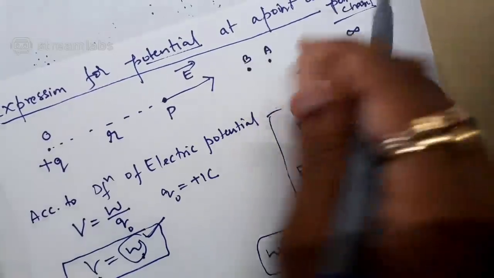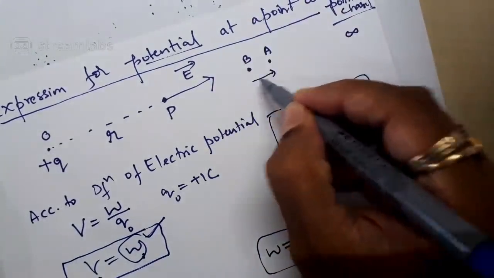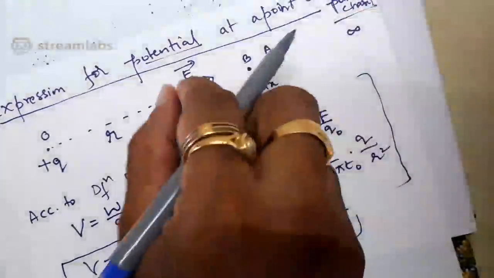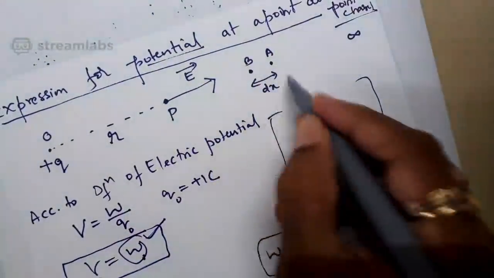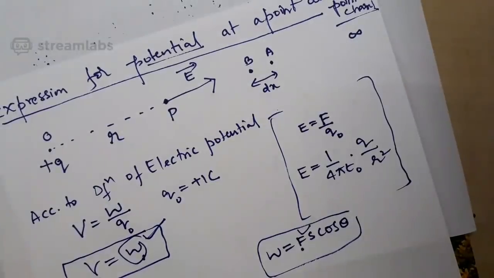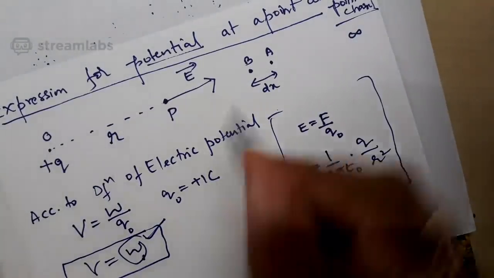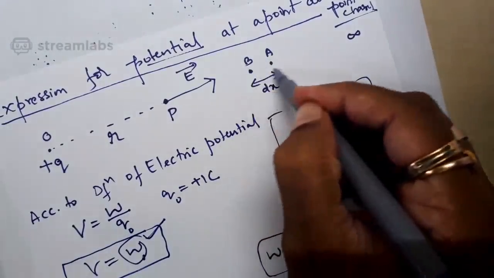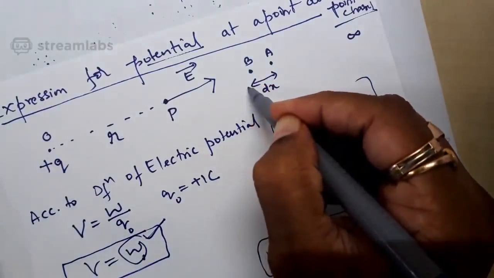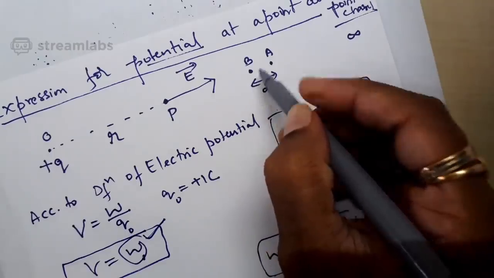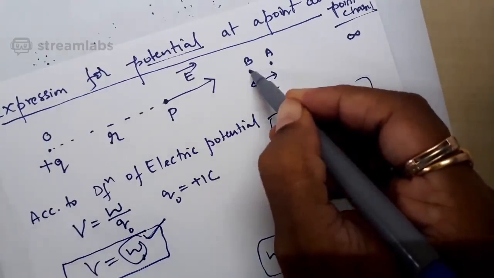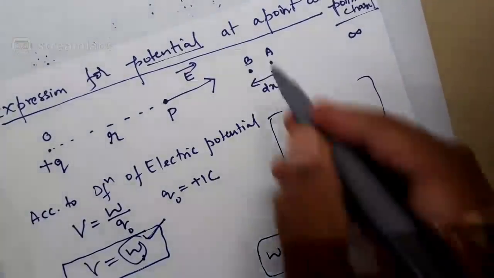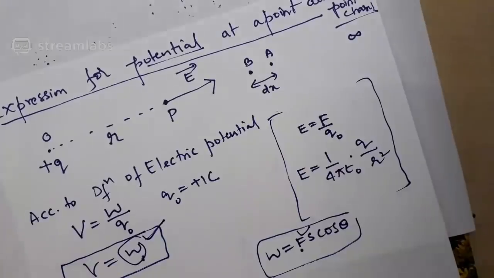See, for example, A and B are two very close points separated by distance dx. This is one of the dx. From point P to infinity there are a number of dx's. This is one of them. When A and B are very close to each other, don't you think the electric field between A and B is uniform? When the electric field between A and B is uniform, what does it mean? A plus 1 coulomb charge at A, or at B, or anywhere between A and B will experience the same electrostatic force of repulsion.